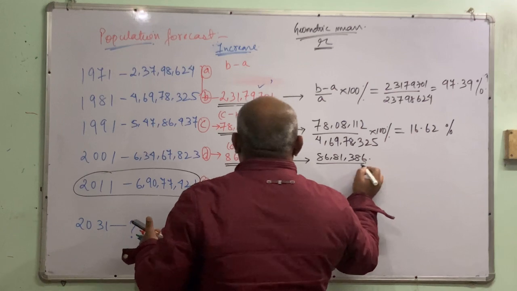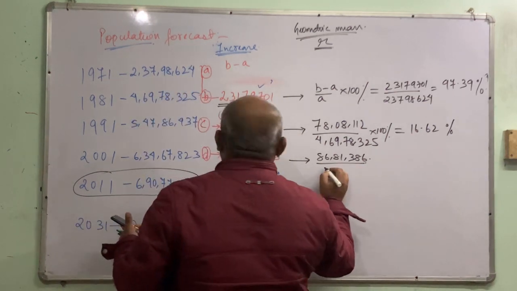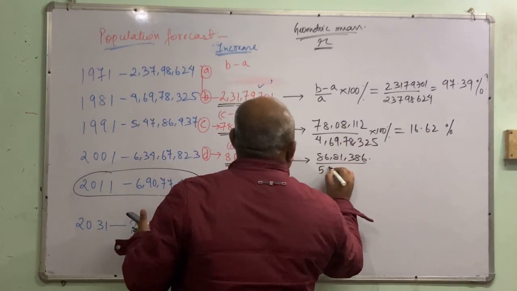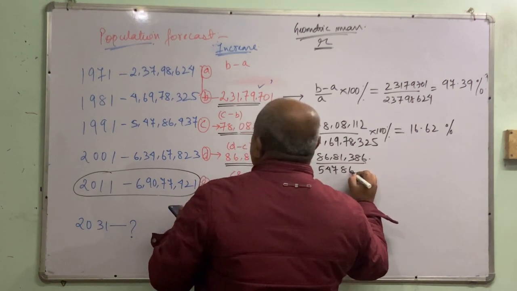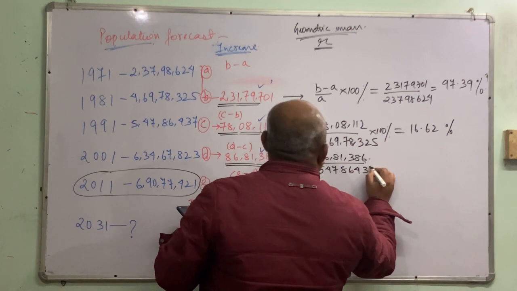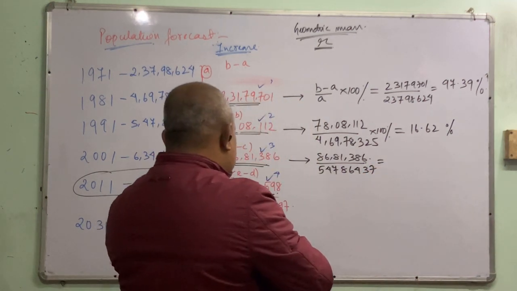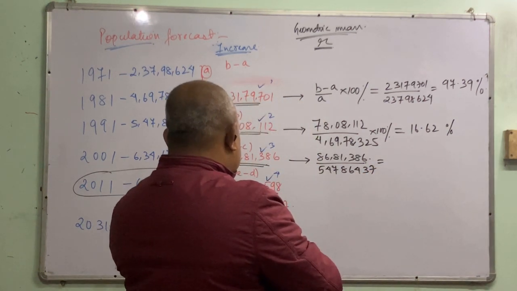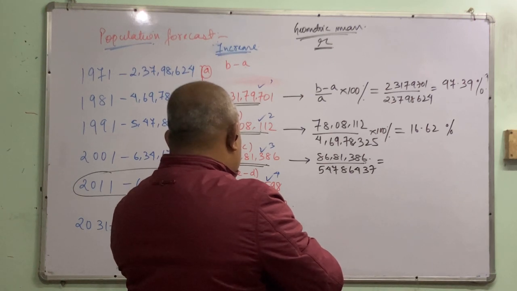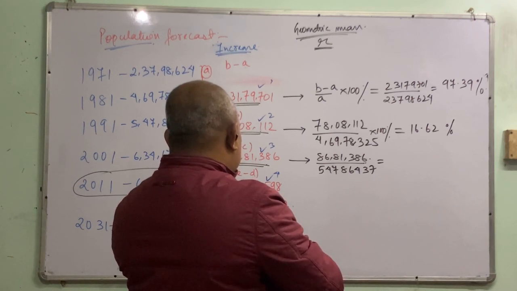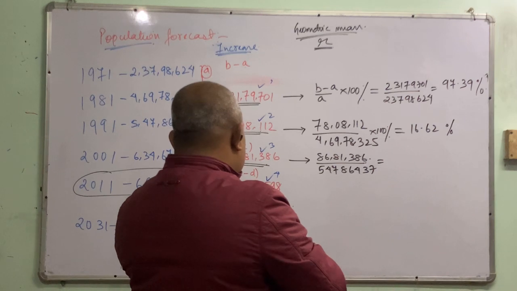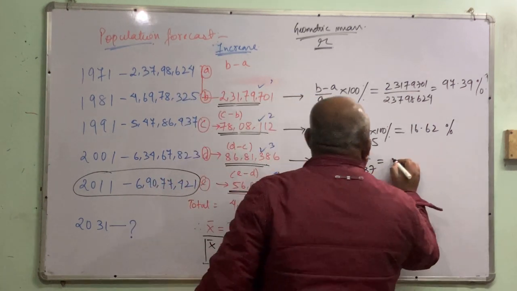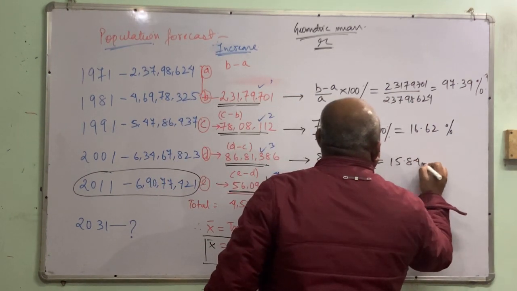81,386 divided by 547,86437. This is 86,81386 divided by 547,86437. This is around 15.84 percentage.